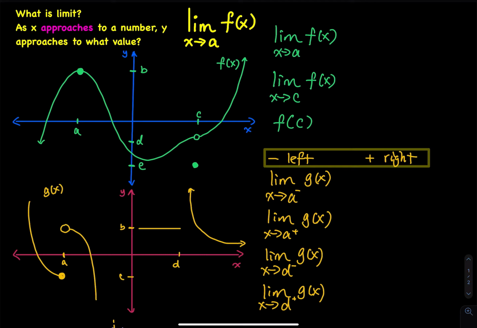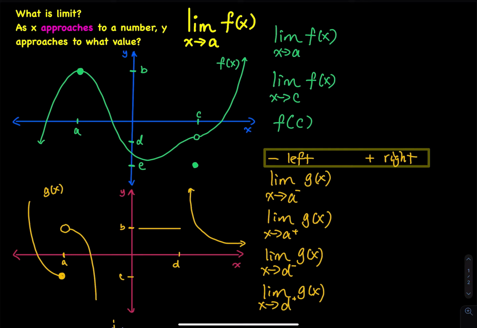And the correct way to write a limit is right in the middle. So we have the limit of f of x as x approaches a. So the limit as x approaches a of f of x. So we have a function f of x. As x approaches a number, y approaches what number?